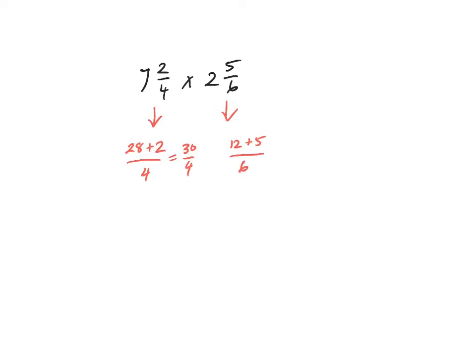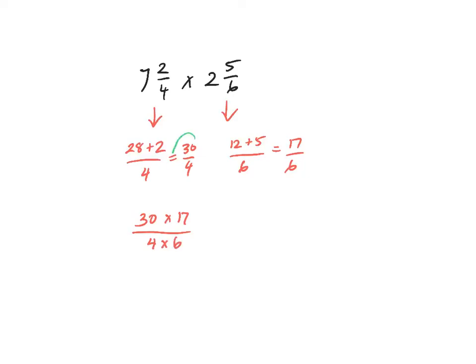Let's do 7 and 2/4 times 2 and 5/6. So change each of these to improper fractions. I have 7 groups of 4, which is 28, plus 2 more. These are fourths, so I have 30/4. I have 2 groups of 6, or 12, plus 5 more. These are sixths, so I have 17/6. My problem becomes 30 times 17 over 4 times 6.